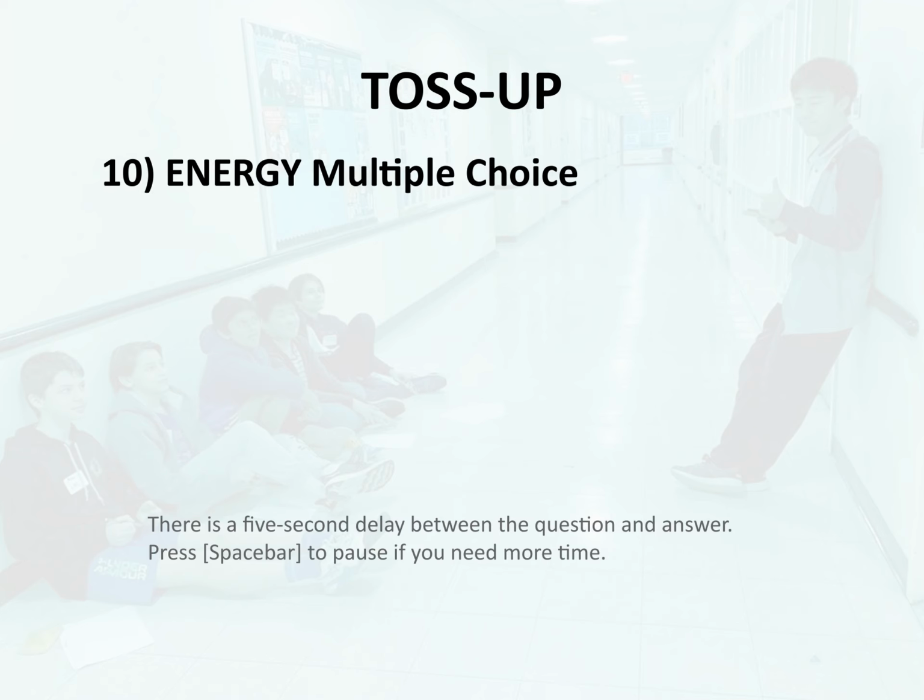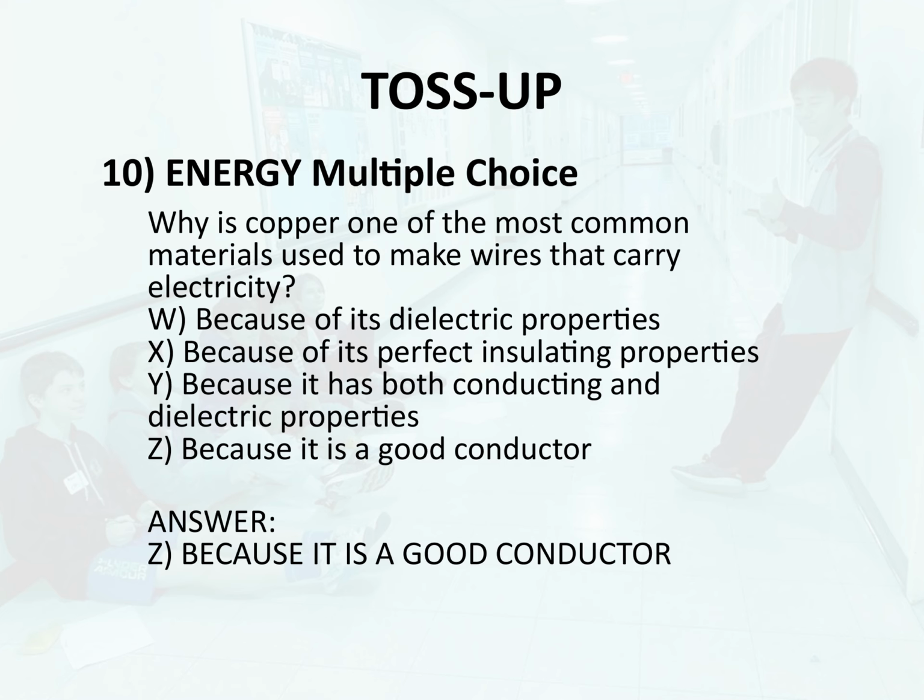Toss-up 10. Energy multiple choice. Why is copper one of the most common materials used to make wires that carry electricity? W. Because of its dielectric properties, X. Because of its perfect insulating properties, Y. Because it has both conducting and dielectric properties, Z. Because it is a good conductor. Answer. Z. Because it is a good conductor.